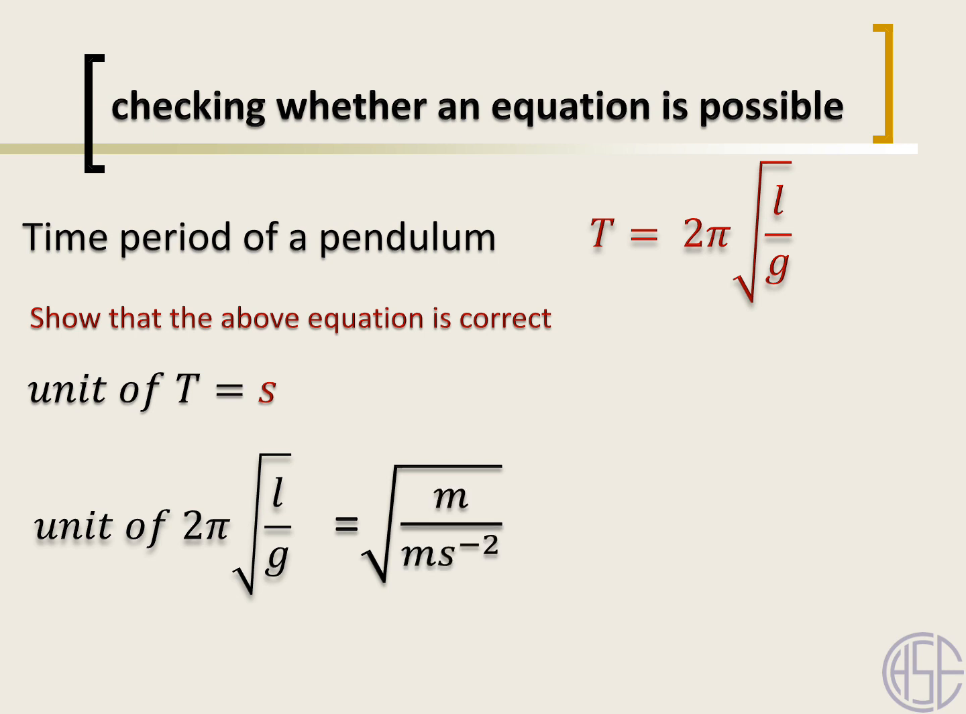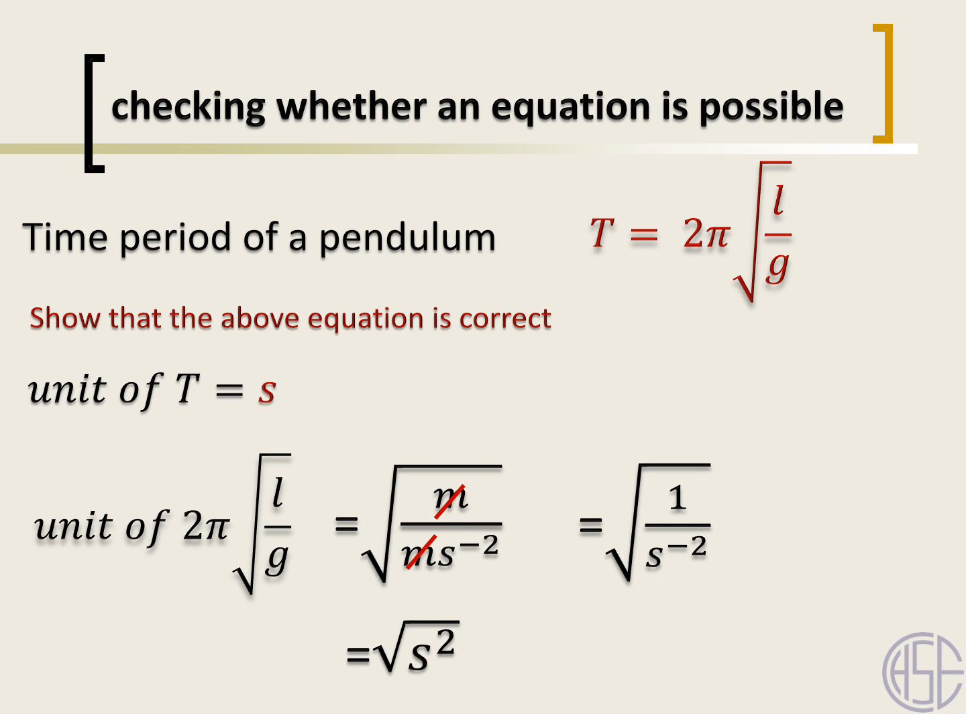Length is meters. Acceleration is meter per second squared. I have just written every unit in place. The next step is trying to simplify. So I can cancel mass on both sides. Now when the second comes to the top, it will become second to the power 2.